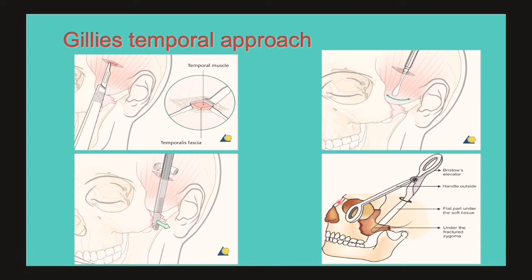The position of the bone is confirmed by palpation of the infraorbital rim and the cheek prominence, using the uninjured side for comparison.